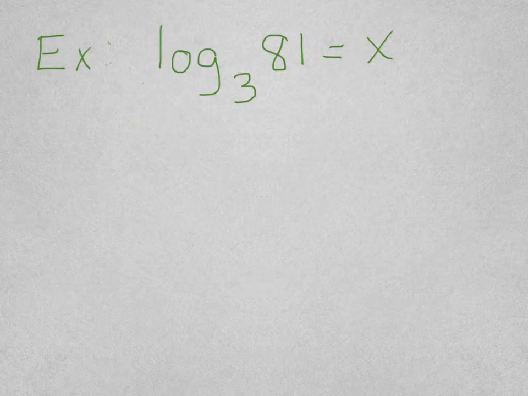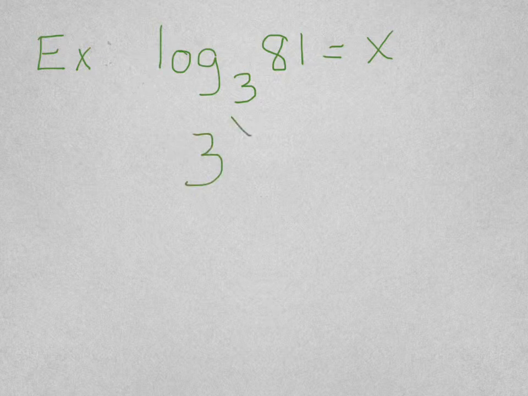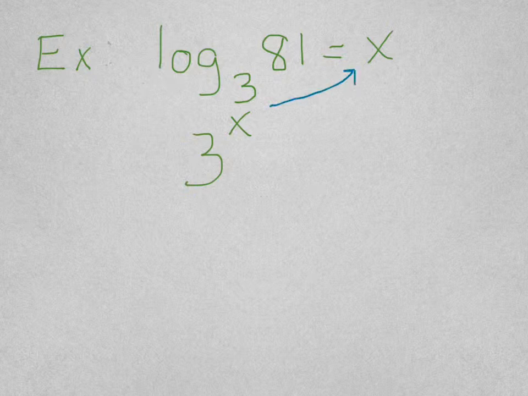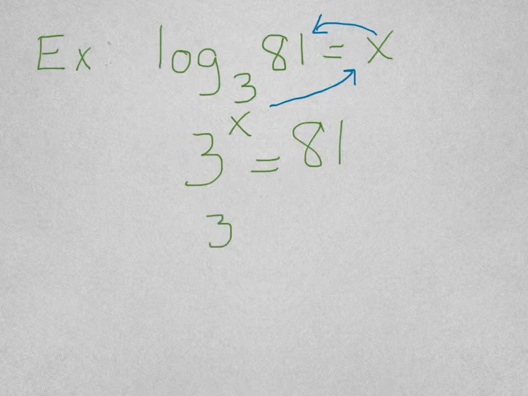So let's look at this example. This is log base 3 of 81 is equal to x. So we're going to say 3 to the x power, and that's going to equal 81. Now, using our knowledge from when we solved exponentials, you would have 3 to the x power equals 3 to the 4th, and therefore x is equal to 4.